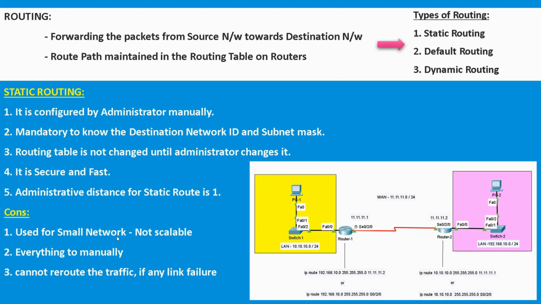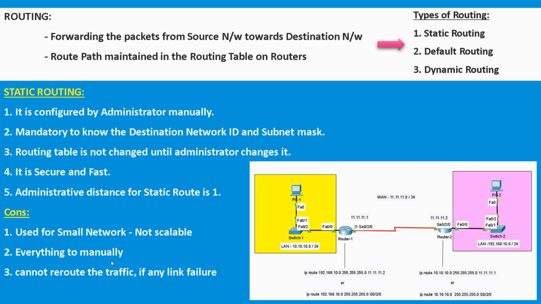But if you take the internet, there are lakhs and lakhs, millions of networks available. So it is impossible for an administrator to configure all the networks in the routers. And here everything should be manual. So no updates, nothing, whatever the network details, they have to be configured manually by the administrator.